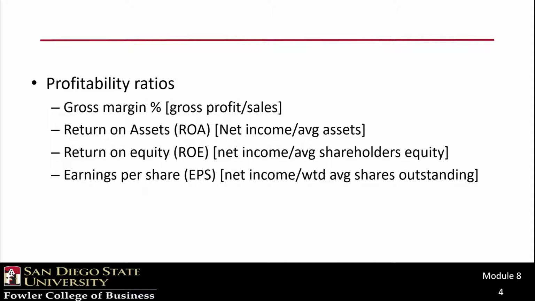The profitability ratios are the gross margin percentage, which is gross profit divided by sales. Return on assets, which is net income over average assets. Return on equity, net income over average shareholders' equity. And earnings per share, which is net income divided by the weighted average shares outstanding.